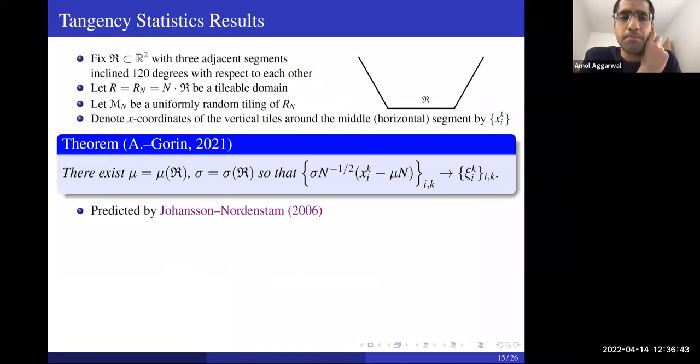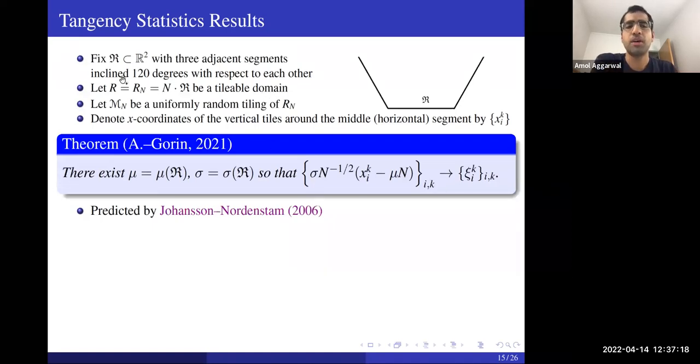So let's again fix some subset R of R2, which has 3 adjacent segments that are inclined at 120-degree angles with respect to each other. For example, as a depiction, I've shown this R over here, which has 3 adjacent segments inclined at 120-degree angles with respect to each other, and then it can do whatever it wants outside of that. I can go completely crazy outside of that. I don't care. All I care about is that it has these 3 inclined segments I've shown over here.